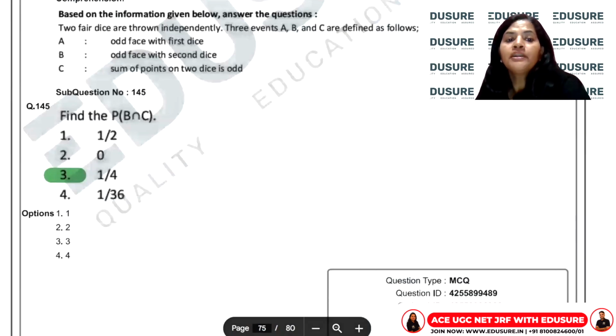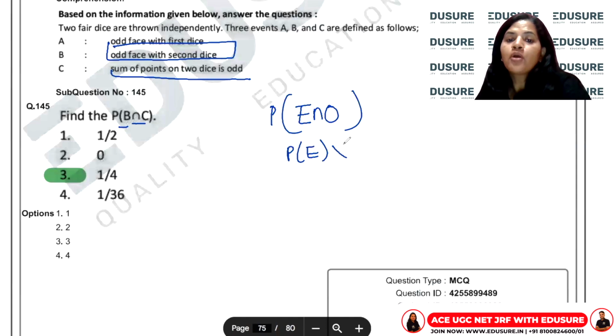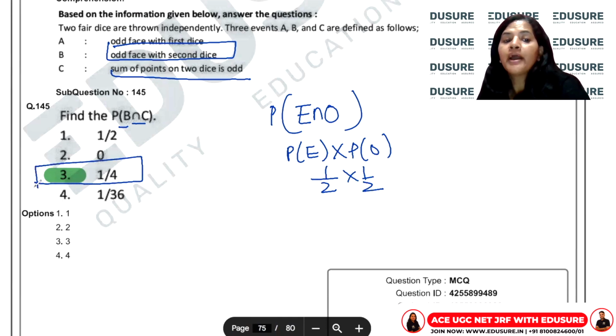145. Probability of B intersection C. Odd face with the second die. Sum of the points on the two dice is odd, similar to the last one. So we should have odd with the second die, even with the first. So probability of E intersection O. Again, independent events. Probability of E into probability of O. So probability of E is half. Probability of O is half. Therefore, it will be 1 by 4.